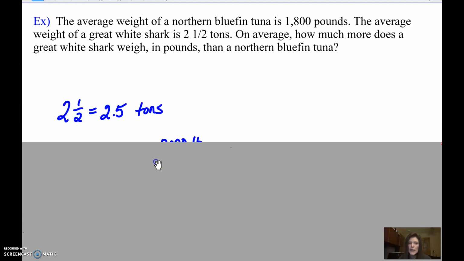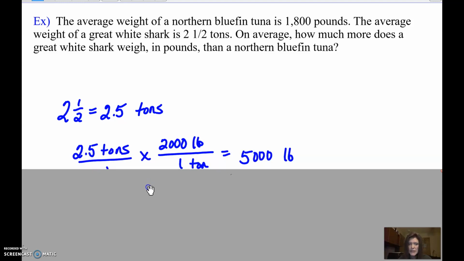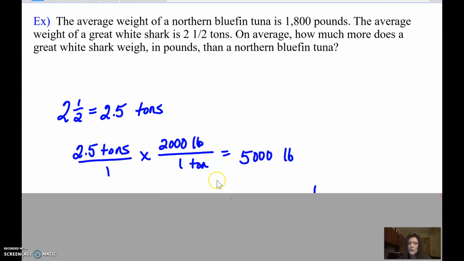So we're going to go ahead and turn our 2.5 tons into pounds. So 2 1/2 is equivalent to 2.5. Where do I get the 0.5? 1 divided by 2. All right, so be able to turn it into a decimal. And then we just use our conversion factor here that there are 2,000 pounds in every 1 ton. So that 2.5 tons times the 2,000 tells me that the shark is a 5,000 pound thing.